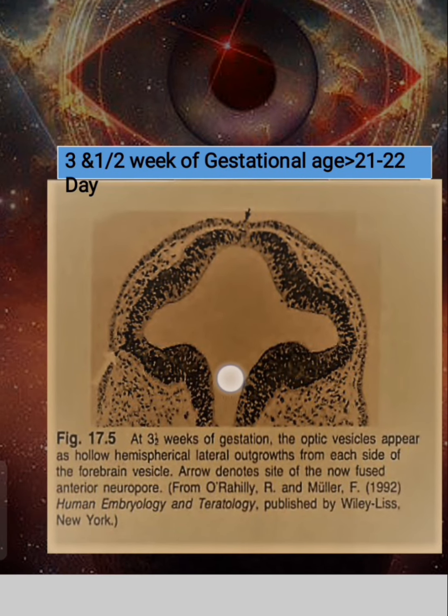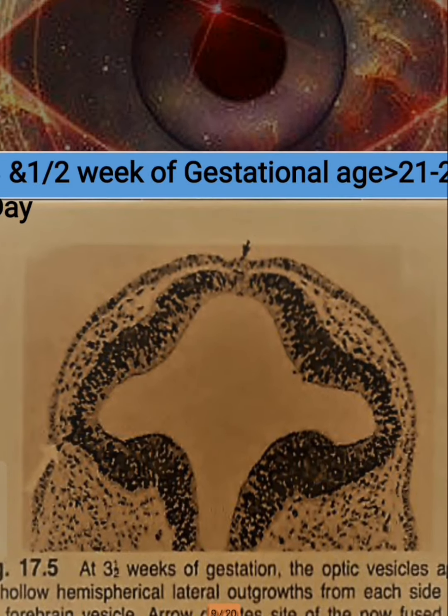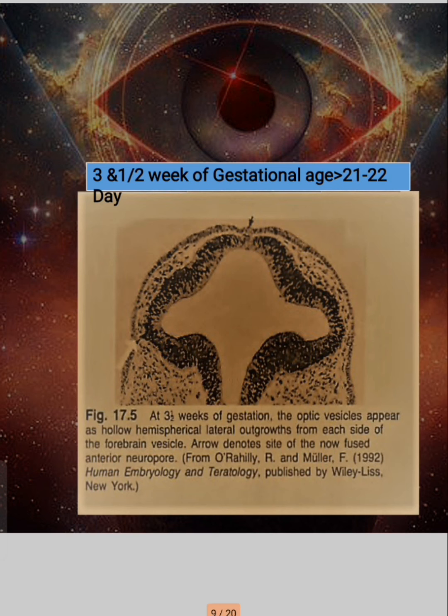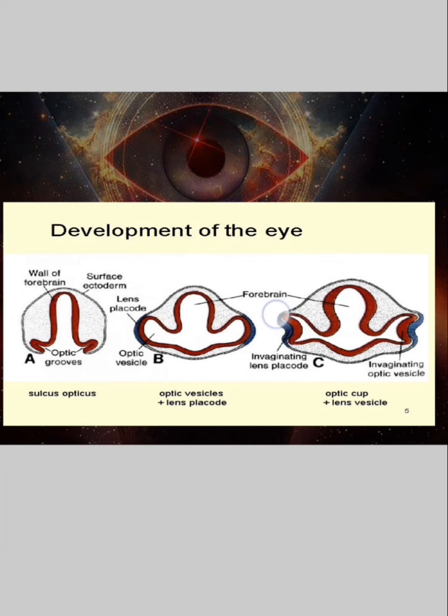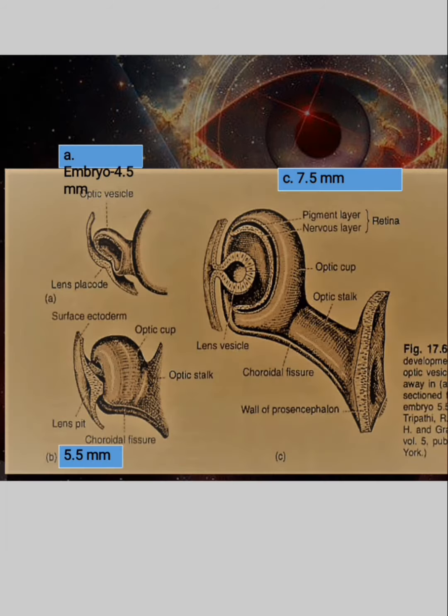This diagram is showing the closure of the anterior neuropore, anteriorly here where the arrow is shown. These two things are optic vesicles. This picture is again about the development of the optic grooves, optic vesicles, optic stalk, and optic cup. This is the diagrammatic representation of the formation of the lens placode, lens pit, and lens vesicle.